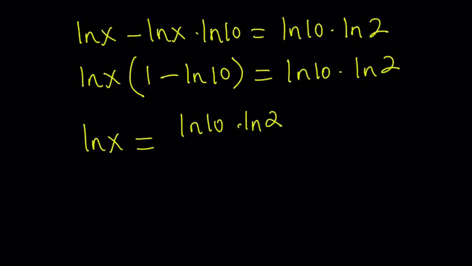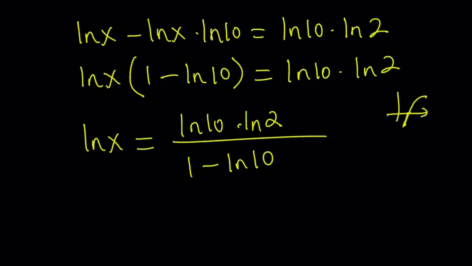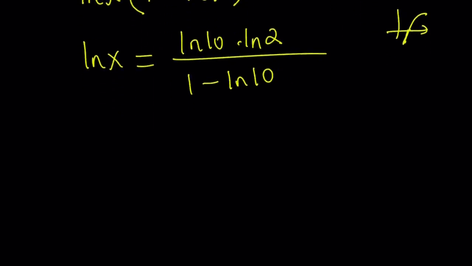By the way, is it possible to get a negative answer? Yes. ln of something can be negative, but the something cannot be negative. Like x cannot be negative in this case, but ln x can definitely be negative. Because if you think about the graph of ln, part of it is under the x-axis, right? Okay, great. So I got ln x.